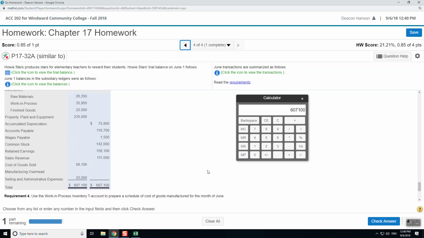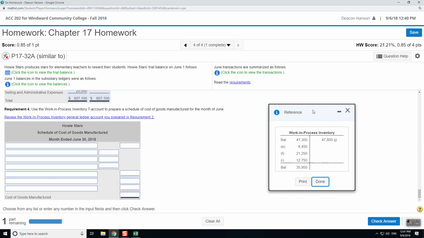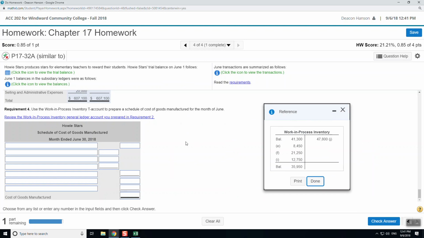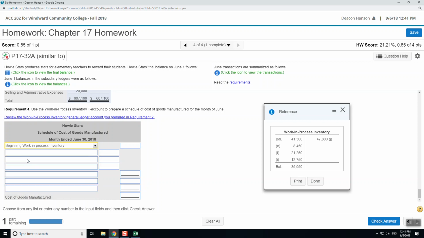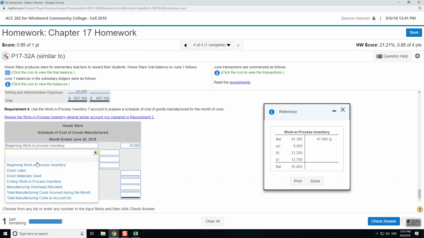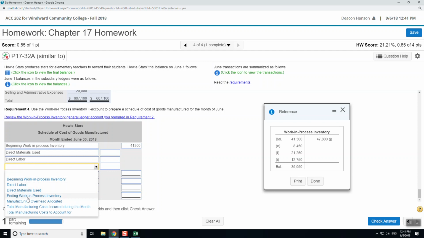Okay. Anyway, prepare your schedule of cost of goods manufactured. Right. So it's kind of a simplified cost of goods manufactured form. But what you always start with is beginning work in process. So let's see, beginning work in process. And they give me a T account. We started with 41,300. And then the 3 manufacturing costs are direct material, direct labor, and manufacturing overhead.